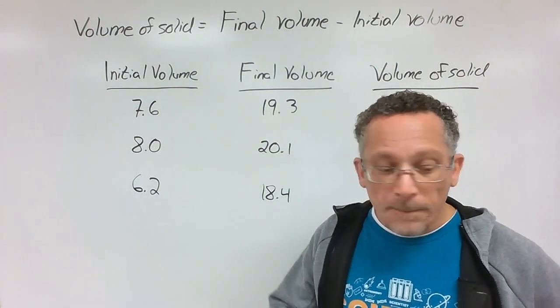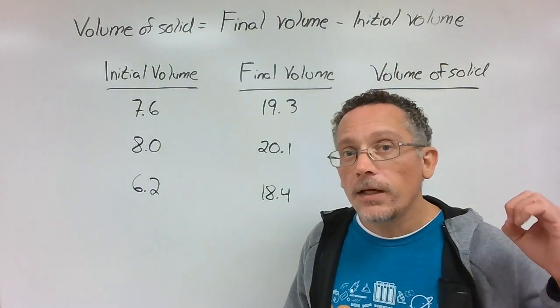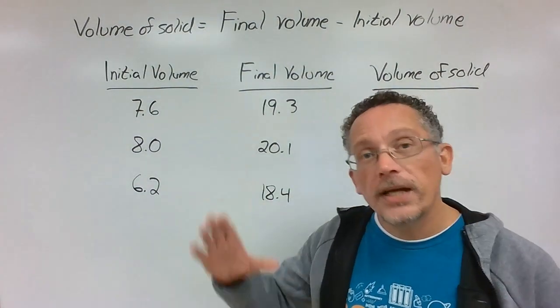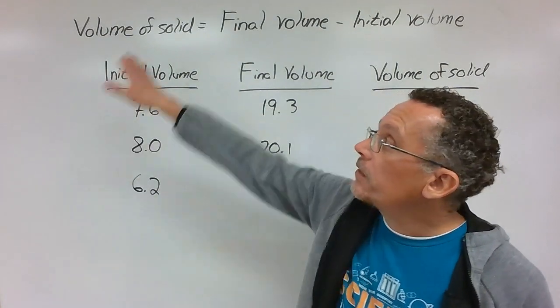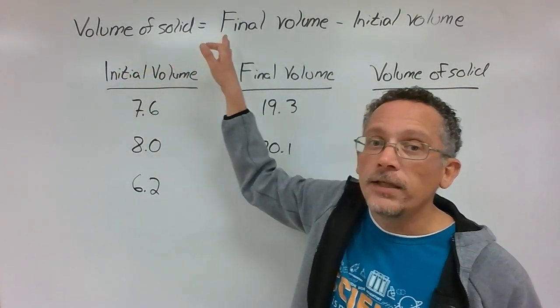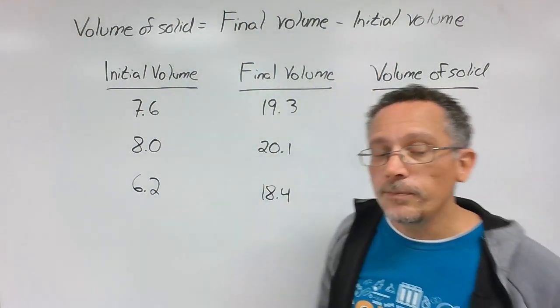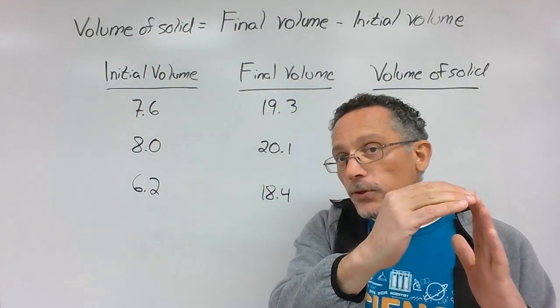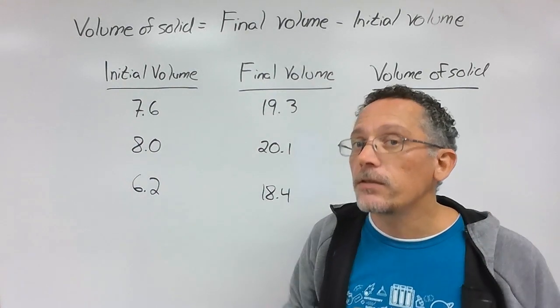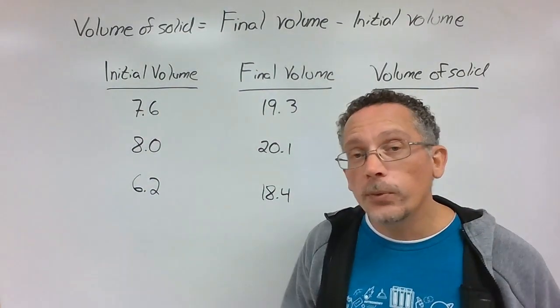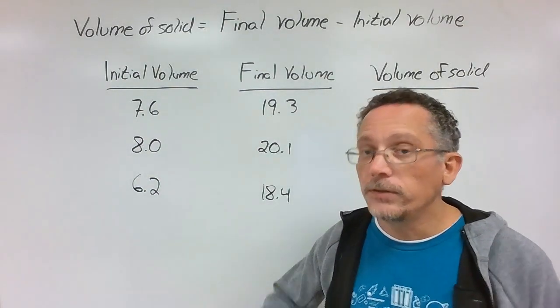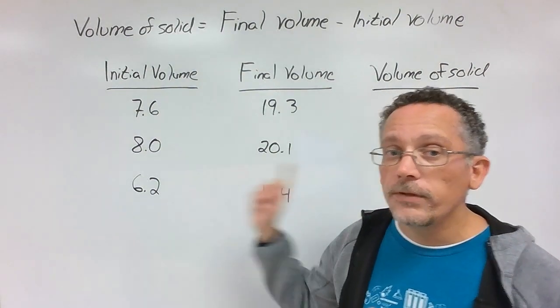And so in our laboratory directions, it tells us this equation here. It says the volume of our solid is equal to the final volume minus the initial volume. So that final volume that it went up to, minus that initial volume that it started at. And before we get started on the lab, there's some pre-lab questions. The first one asks us to solve these problems here.